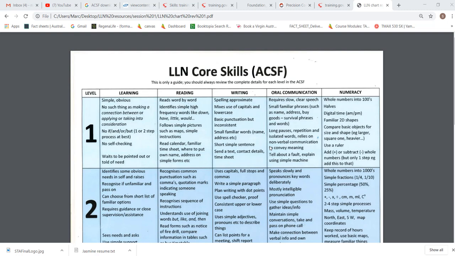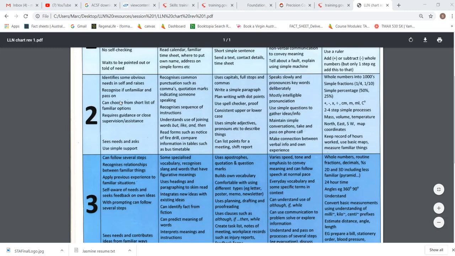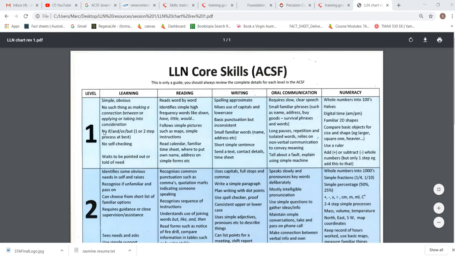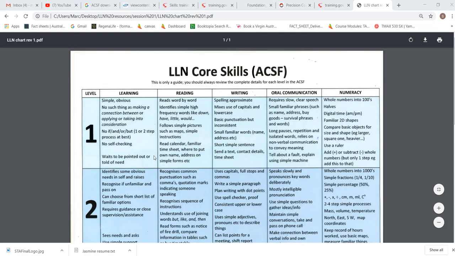Now, we've got the core skills across the top there. We've got learning, reading, writing, oral communication, and numeracy. And as you can see, each of the 5 core skills has 5 levels to it. So we've got level 1, 2, 3, 4, 5. And level 1 is extremely simplistic, and level 5 is extremely complex. Now, I need to remind you or highlight to you that even a native speaker is not going to be a level 5 for all of the core skills, okay? And generally, a person is going to have varied results across the 5 core skills.